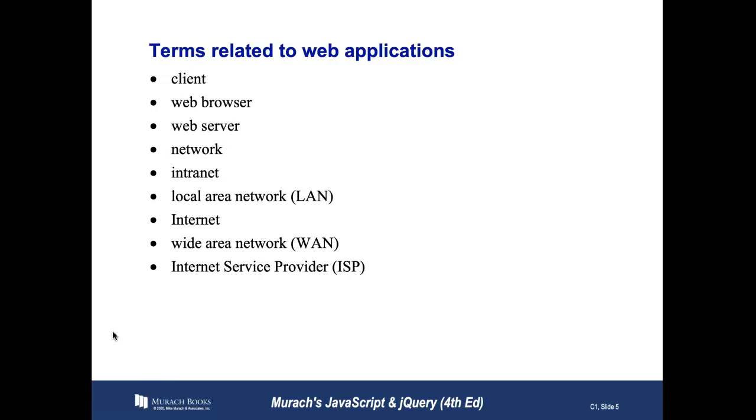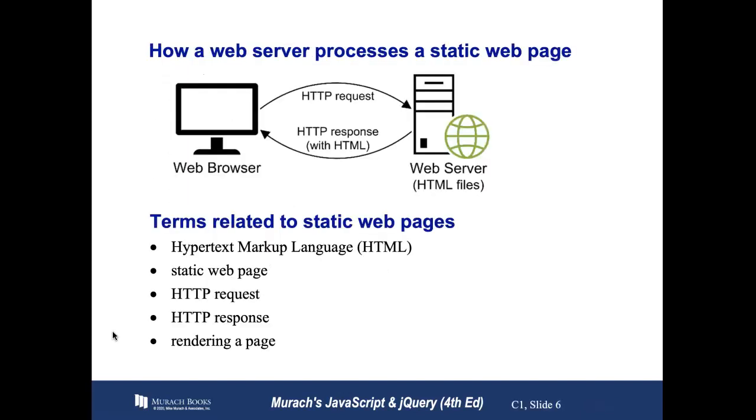Intranet means that it's a private network that only a select few types of devices can view. Local area network is local to that. Let's say you have a company and you have a local area network. The internet itself, wide area network, internet service provider, these are all terms that we'll use a little bit. Don't be too panicky if you don't get everything.